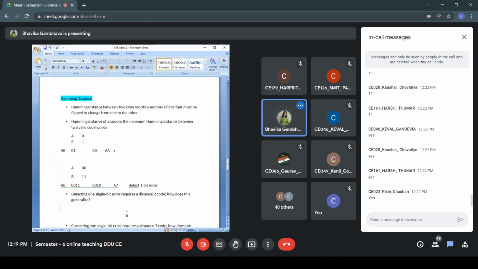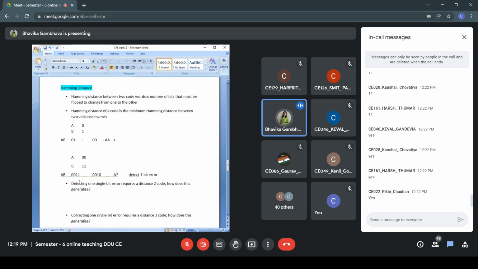Of course, right? Of course we can do that. So now this was error detecting codes using Hamming distance. Now let us talk about error correcting codes.